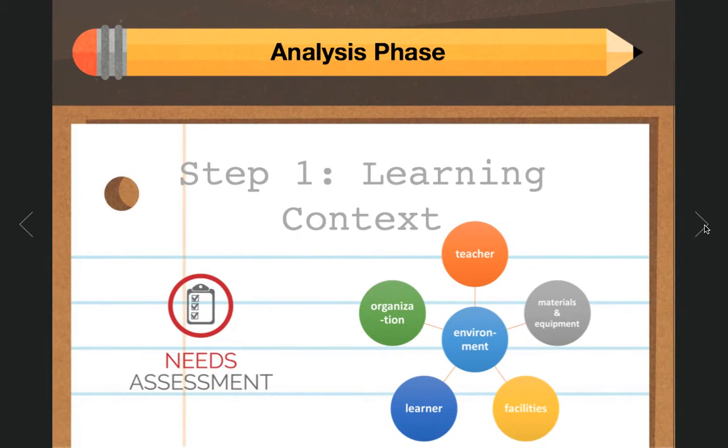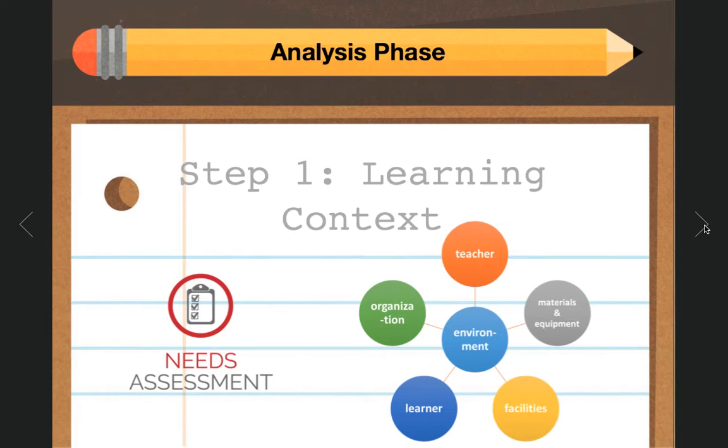The first phase, the analysis phase, is comprised of 4 steps. The first step is to analyze the learning context. This step is broken down into 2 smaller steps: 1, conducting a needs assessment, and 2, describing the learning environment. By conducting a needs assessment, the designer can validate the need for instruction, and the designer must take on the role of a detective to determine if the instruction can solve the problem.